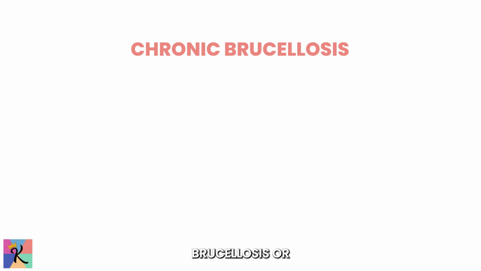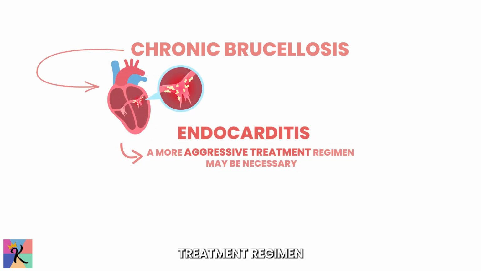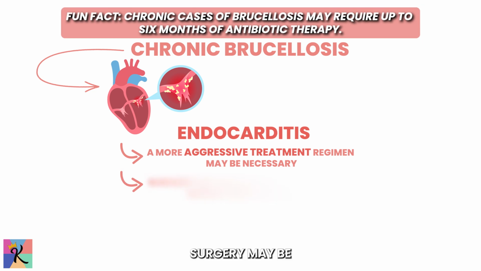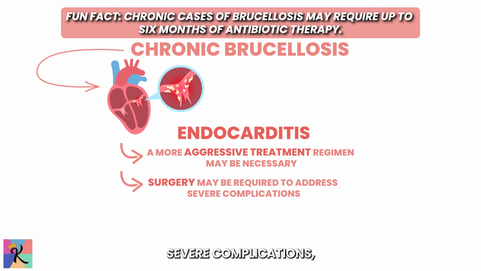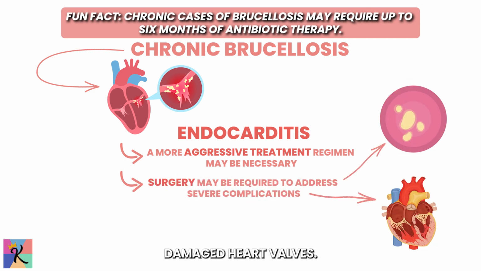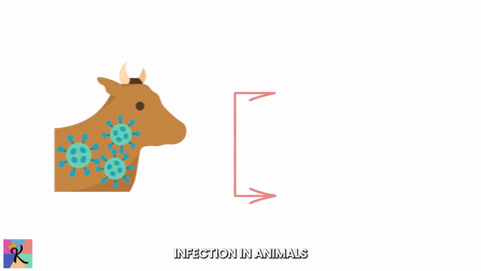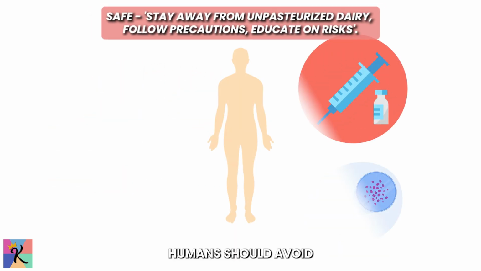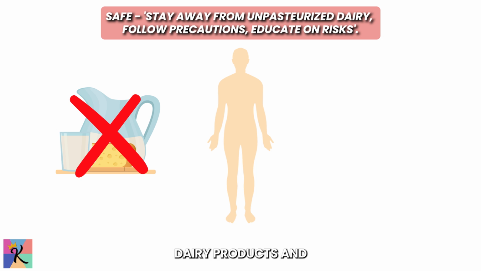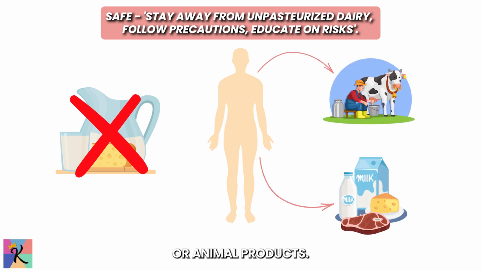In cases of chronic brucellosis or complications like endocarditis, a more aggressive treatment regimen may be necessary. Surgery may be required to address severe complications, such as abscesses or damaged heart valves. Prevention of brucellosis involves controlling the infection in animals through vaccination and testing. Humans should avoid consuming unpasteurized dairy products and take precautions when handling animals or animal products.